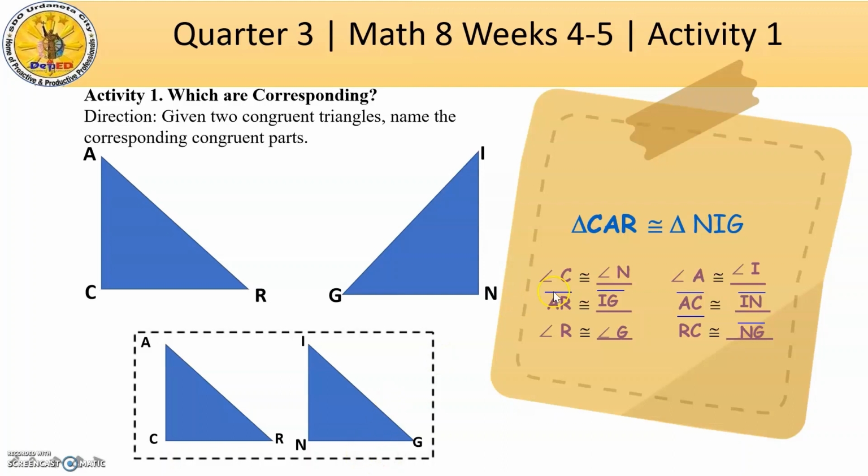Now, since from the definition the two triangles are congruent, we can also conclude that the corresponding parts of these two triangles are all congruent. Did you understand?